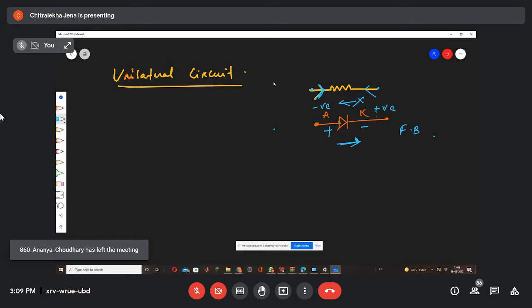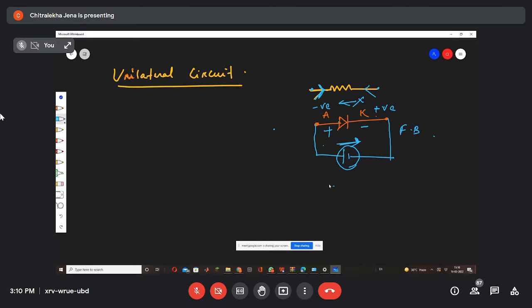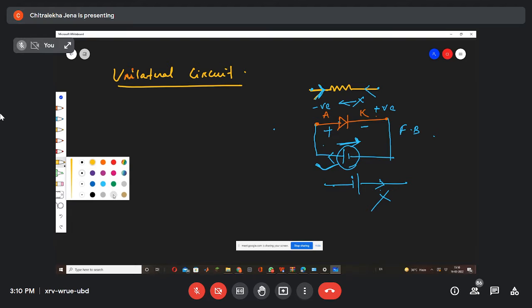So a unilateral element is one whose properties or characteristics change with the direction of its operation. That means if I give this one positive and this one negative, current will flow. If I change the polarity of the voltage, giving anode negative and cathode positive, the current will not flow. Am I clear to each one of you? Okay. So here is the definition of the unilateral circuit, write down.